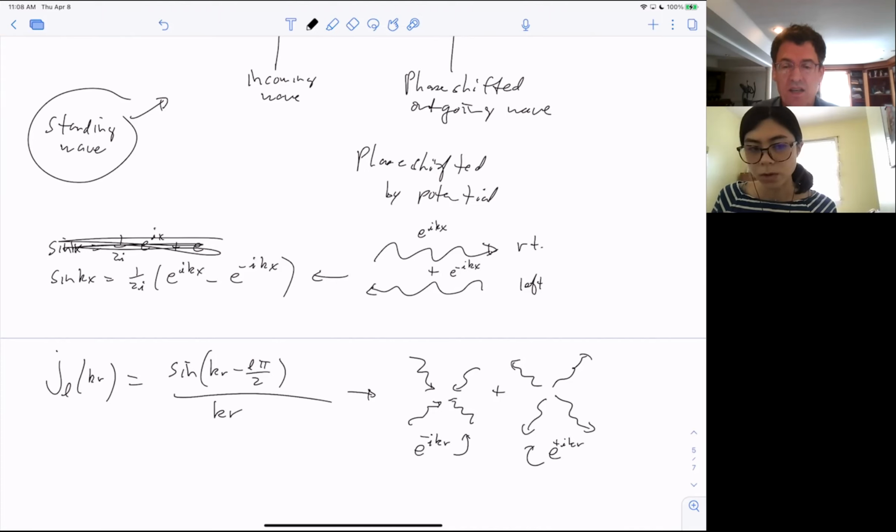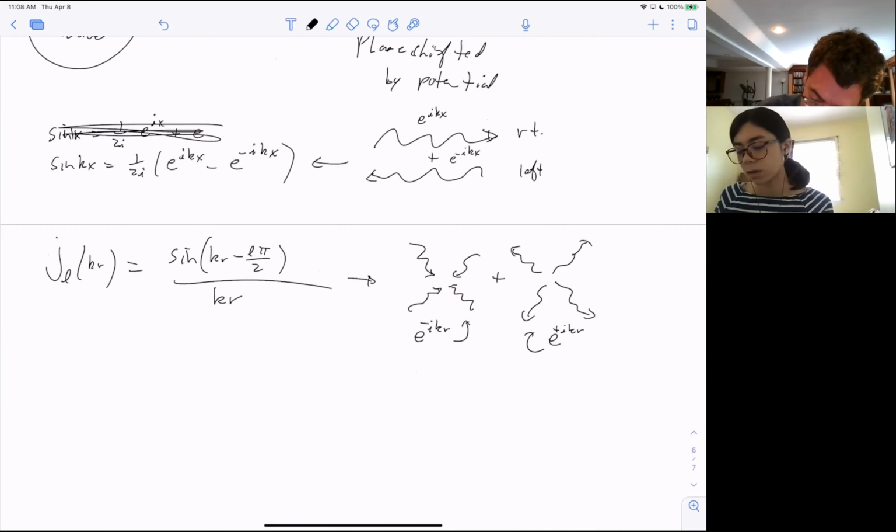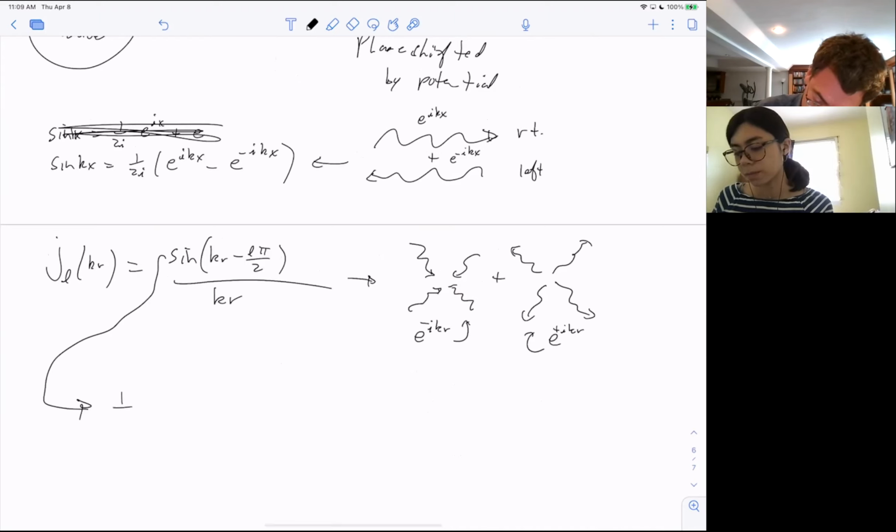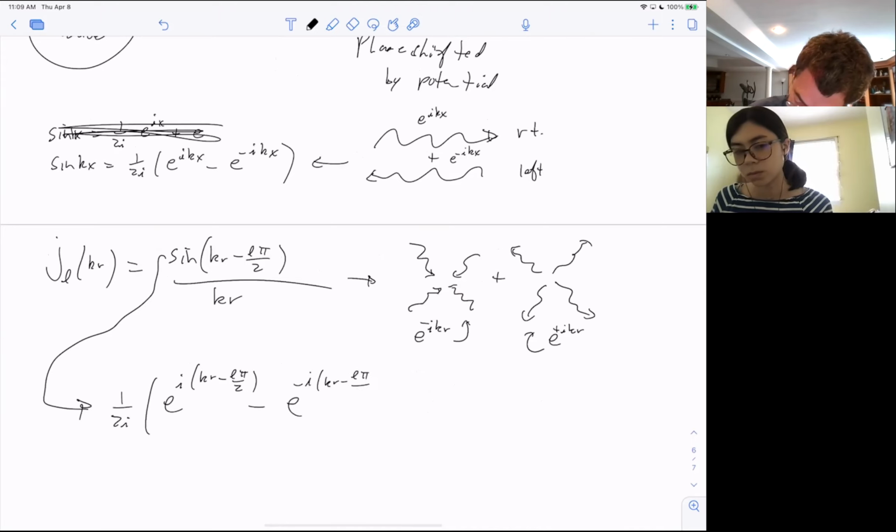So the Bessel function is a standing wave. Yeah, it totally is. Because it's a sine function. And the sine function is going to be 1 over 2i times e to the i (kr minus l pi over 2) minus e to the minus i (kr minus l pi over 2). Because I'm just plugging into this little formula up here. See? I'm just plugging into that formula.